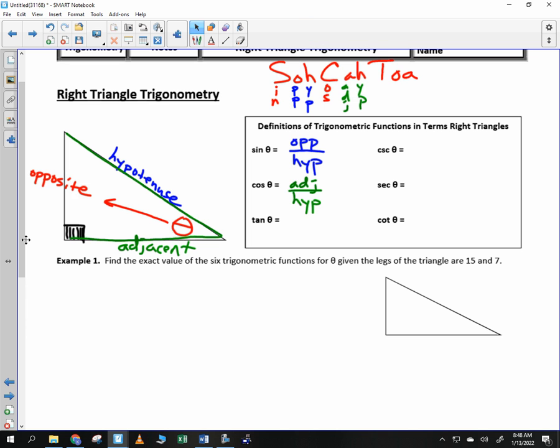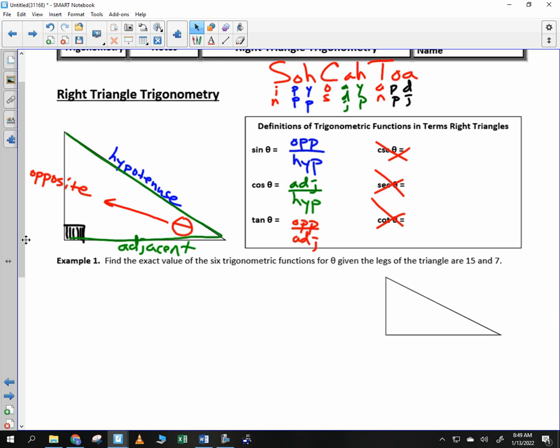And then the last one, T stands for tangent, O stands for opposite, and A stands for adjacent, which we've just said. So tangent is opposite divided by adjacent. And we don't need to talk about those three. You don't use them when you're doing the right triangles. Are you okay with that? Yeah. All right.